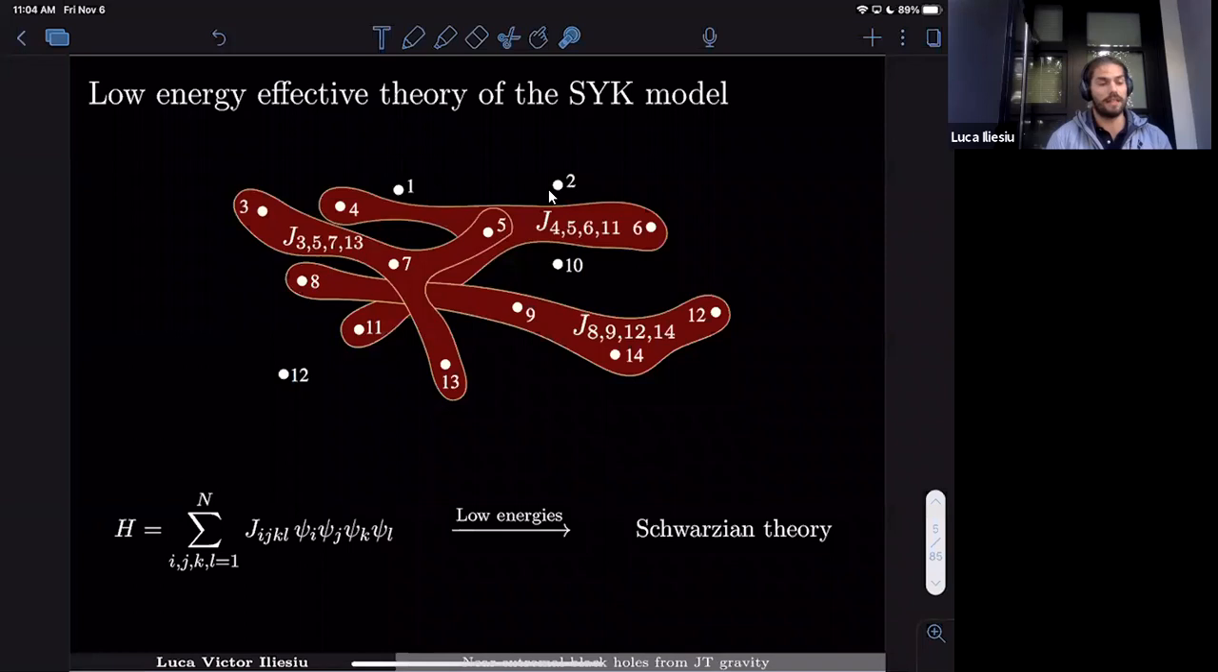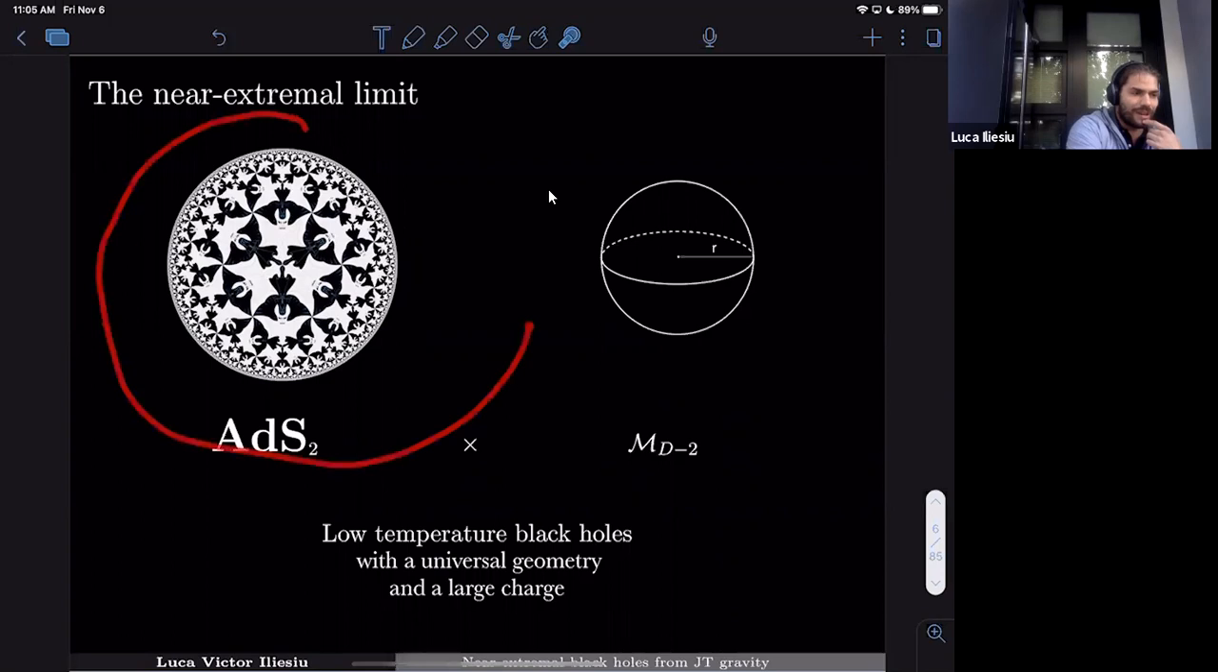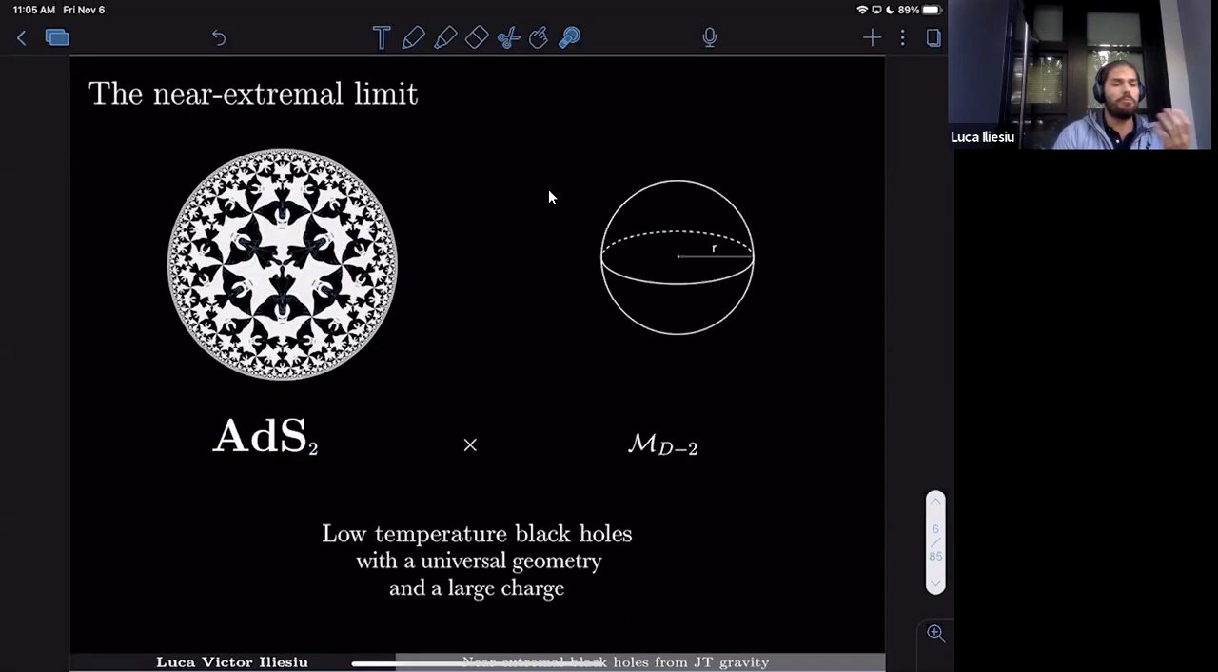On the gravity side, on the other hand, what we'll be describing will be a type of black hole called the near-extremal black hole, which has the following universal features. As you go close to the horizon of the black hole, it just so happens that the space always separates into a product of two spaces. On the one hand, you have hyperbolic space, which I represented here through a sketch by Escher. You could have some generic other manifold, which for near-extremal black holes that could exist in our own universe would be a two-dimensional sphere.